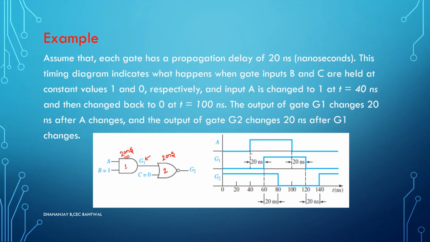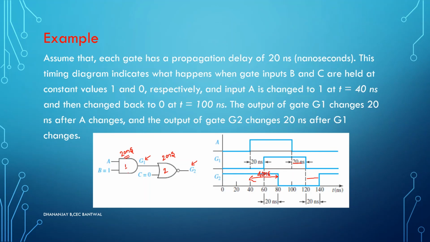Similarly, if the same has to be reflected at the output of gate G2, how much time duration does it have to take? It will take 20 plus 20, which will be 40. So can you see that? 20 here and 20 here. So totally, for the input to be reflected at the output, it will take a total time duration of 40 nanoseconds. This is what they are trying to explain to you. Similarly, when you reduce the input, if that input reduction has to be reflected at the output side of gate 2, it will take 20 plus 20, which is nothing but 40 nanoseconds. So this is what they try to explain.